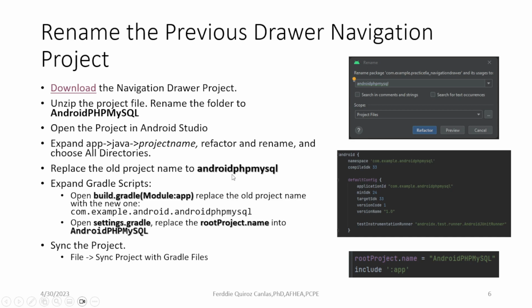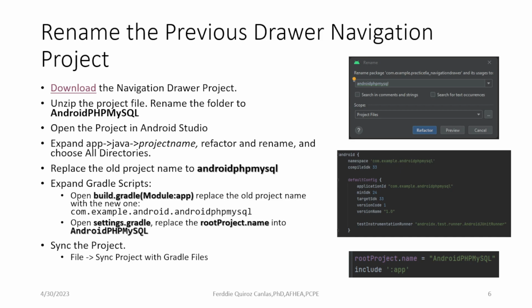This is the naming convention when it comes to Android projects. Now we need to modify the build Gradle, the module app, and replace the old project name with the new one, which is Android PHP MySQL here. And also we need to open the settings Gradle so that we could replace the root project name with Android PHP MySQL. So please remember, an Android project name starts with capital letters, and the package name that you will be compiling later should have small letters all throughout. So let's do it.